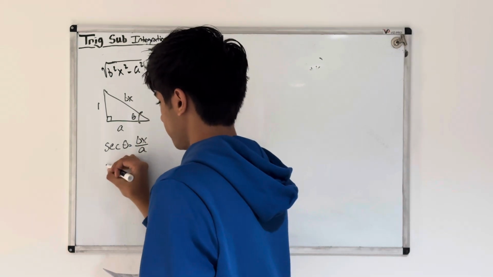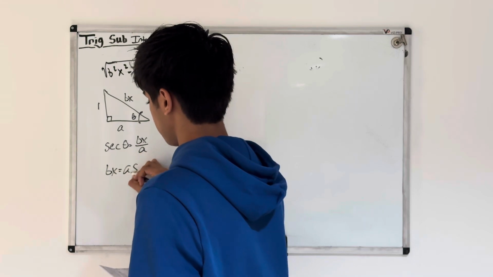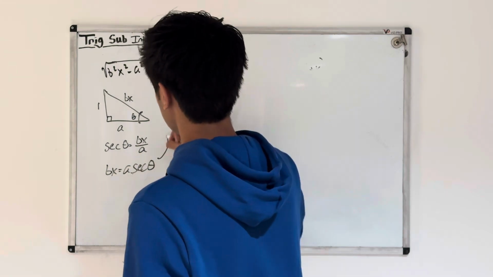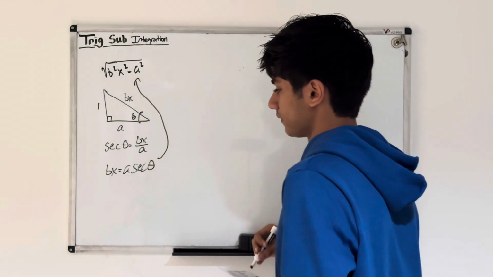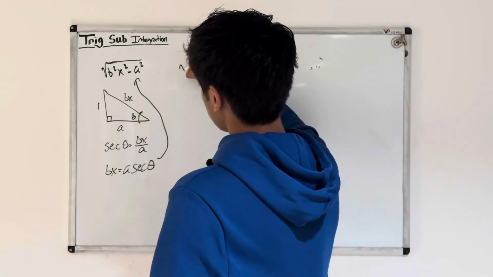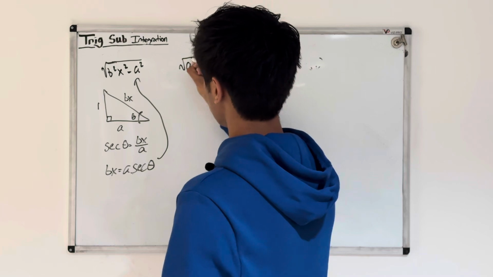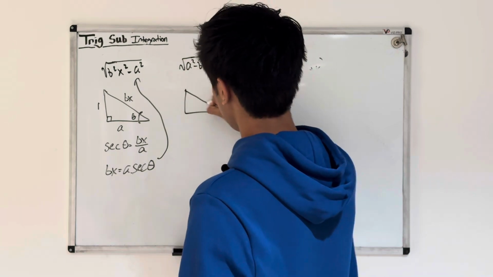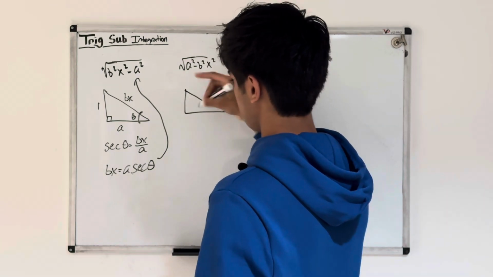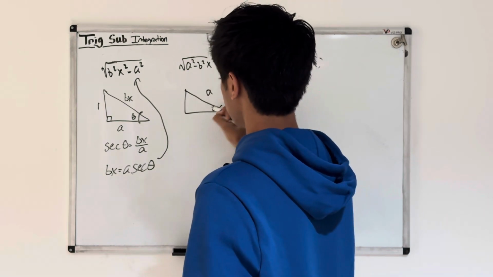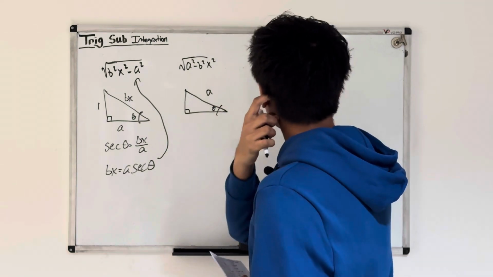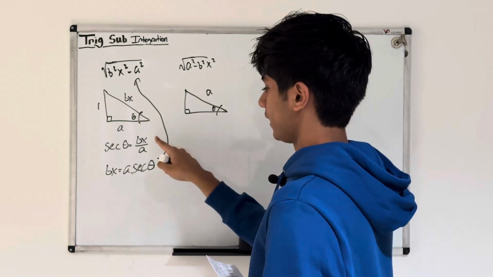And therefore, bx is equal to a secant theta, which we can then plug in there once we have the d thetas. And finally, the last example is if we have a squared minus b squared times x squared. Draw a triangle again. In this case, the hypotenuse is a because it's positive. Theta is here, right angle. And so in this case, how can we get it in terms of bx over a?